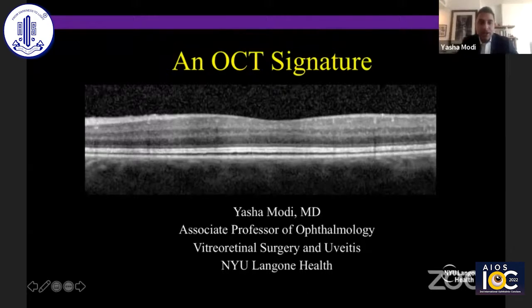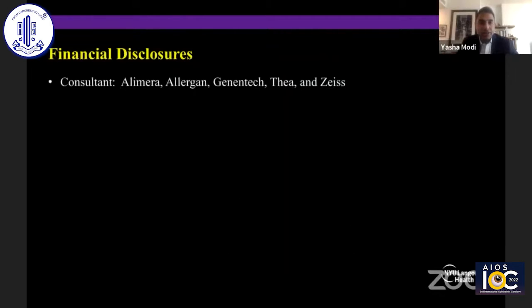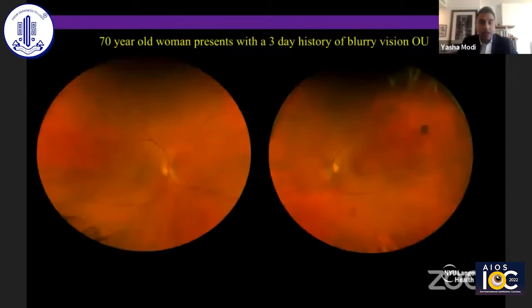And I'd like to share a case that I believe Jay has previously seen, but this is what I call an OCT signature, and it's more of an imaging finding that I'd like to share for this particular case. So these are my financial disclosures, which are not relevant to this content.